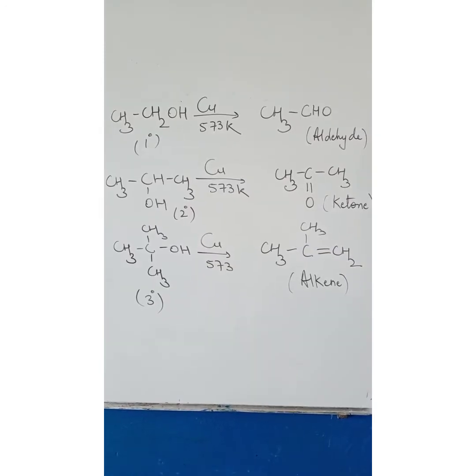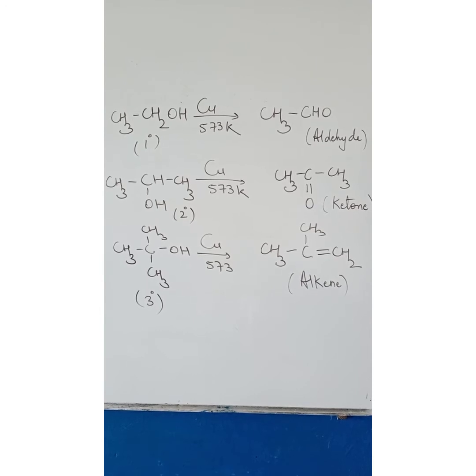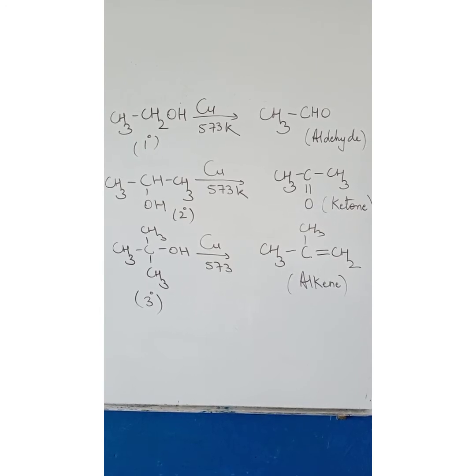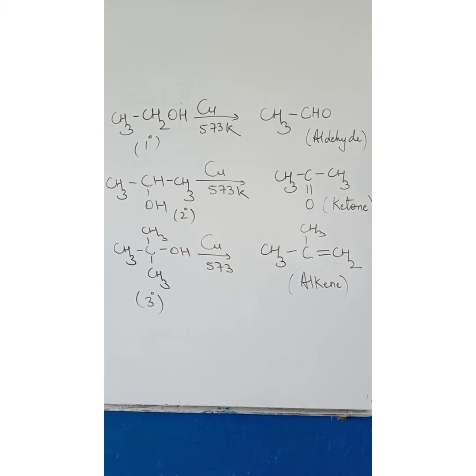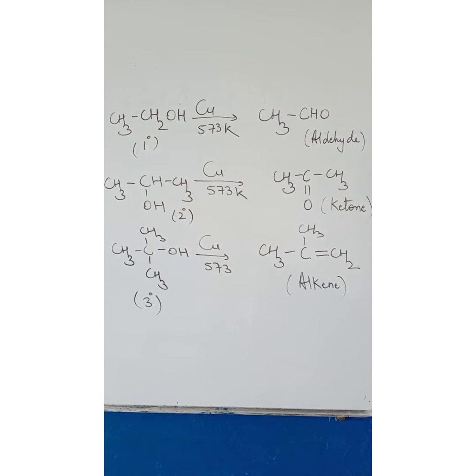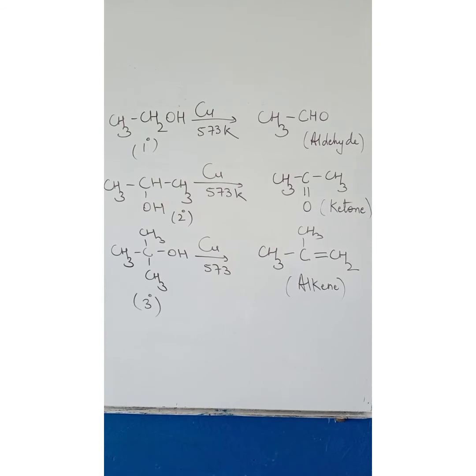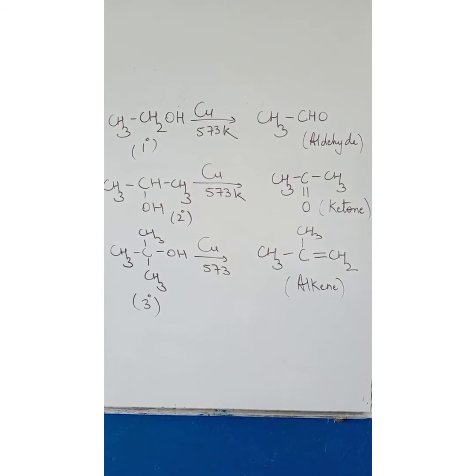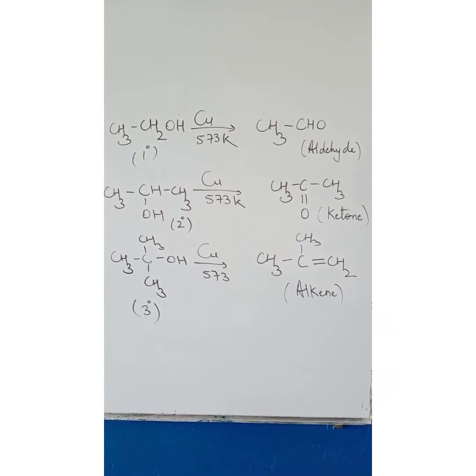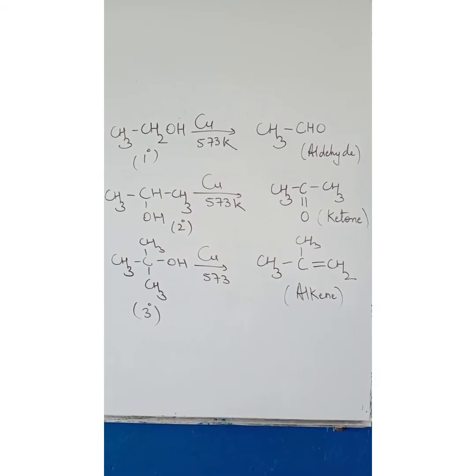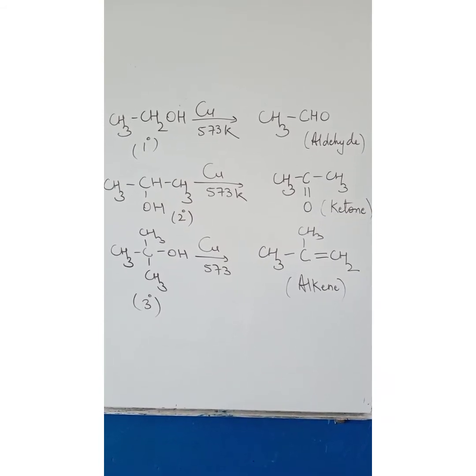In these examples, we can see 1-degree alcohol in presence of copper at 573 Kelvin. So copper at a temperature of 573 Kelvin acts as an oxidizing agent. You can notice here that 1-degree alcohol gets oxidized to form aldehyde. Similarly, 2-degree alcohol forms ketone, whereas 3-degree alcohol does not undergo oxidation but loses a water molecule to form alkene.